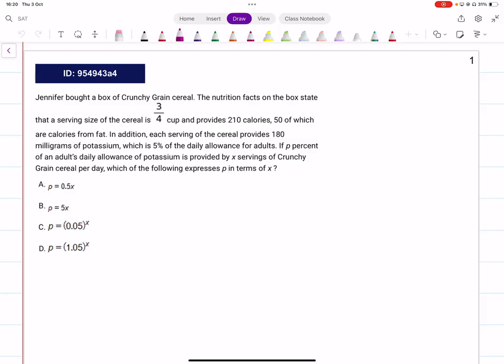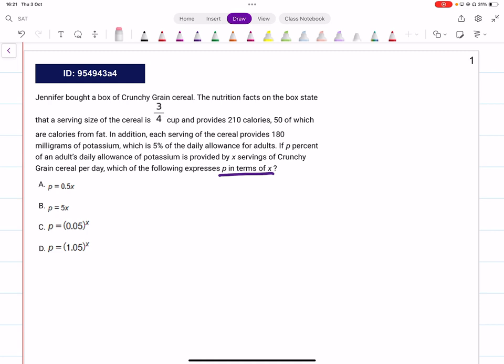Okay, first of all, we have question number 1. Let's try this. Jennifer bought a box of crunchy grain cereal. The nutrition facts on the box state that a serving size of 3 over 4 cup. Okay, let's actually look at the last statement first. What are we looking for at the end? Which of the following expresses P in terms of X?